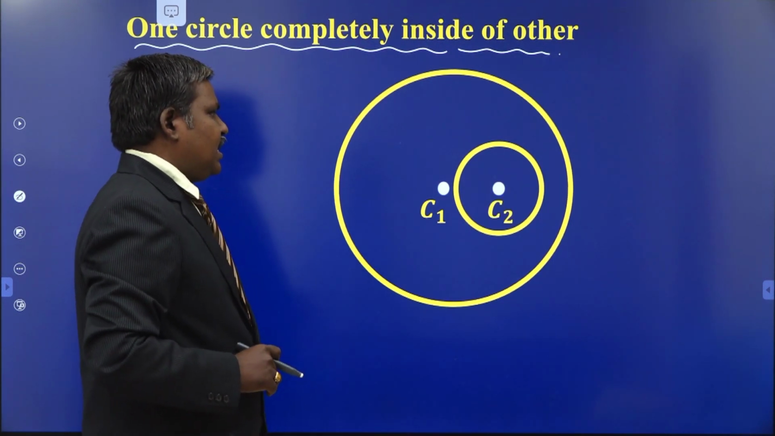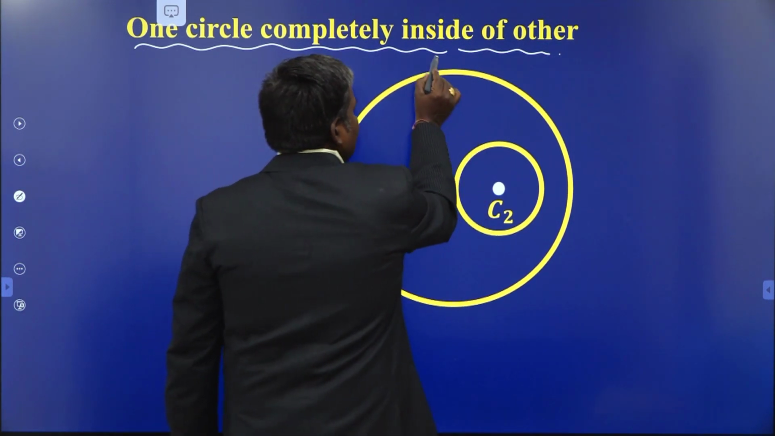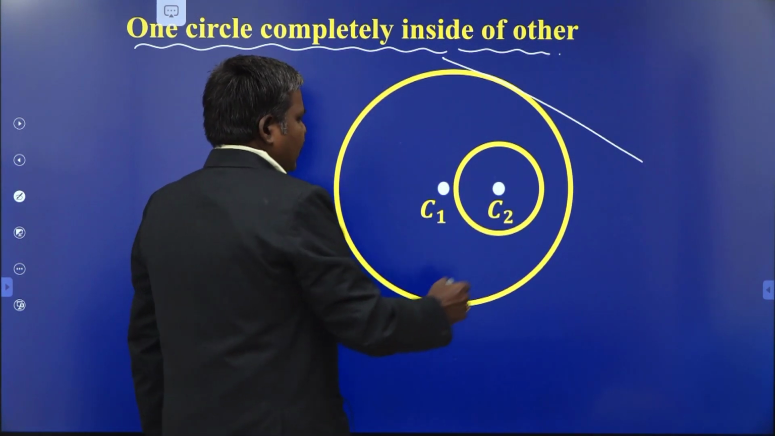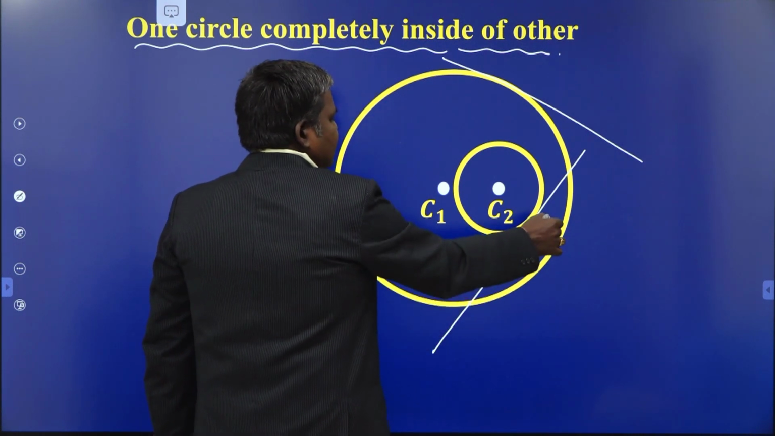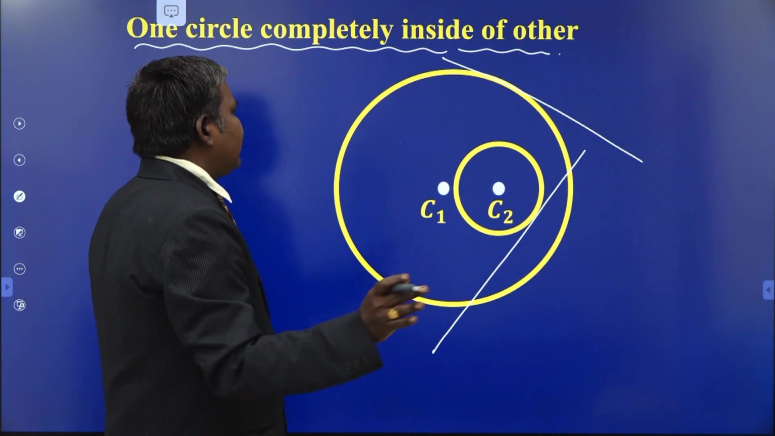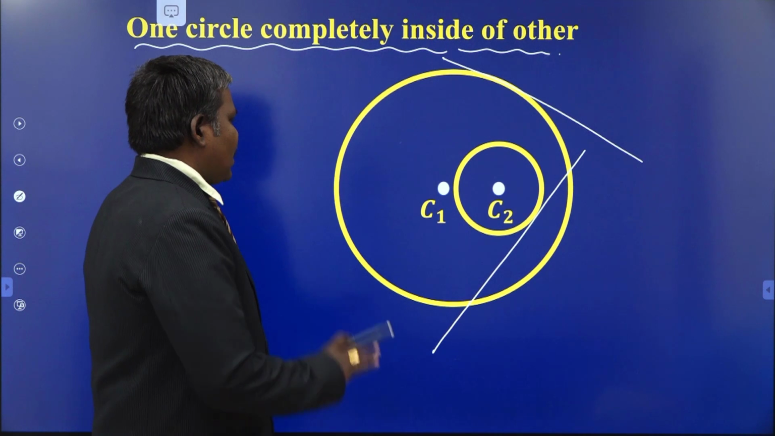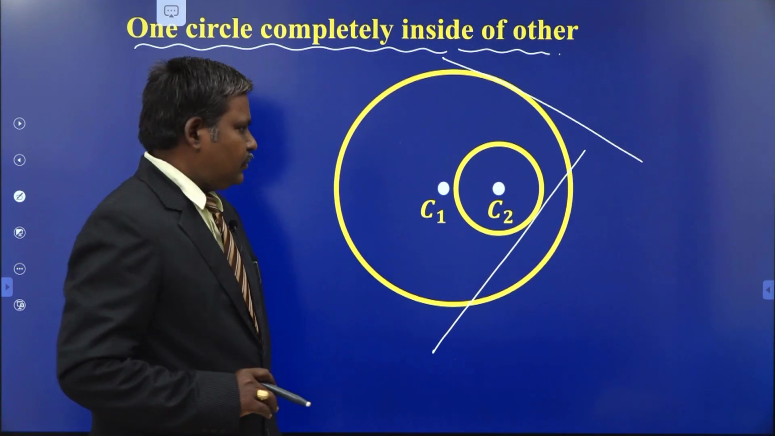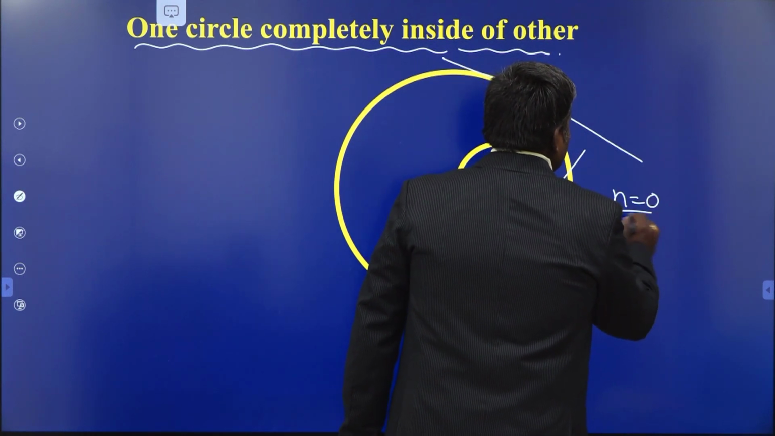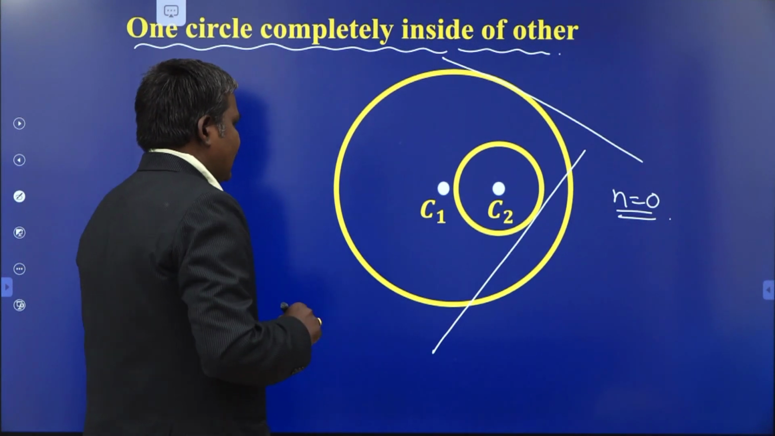Now, is there any common tangent? Suppose this is tangent to the circle. Does it touch the second circle? No. If you draw the tangent to this circle, then is it tangent to the second circle? No. This becomes a chord to the second circle. So, we can't draw the common tangent for these two circles in this case. So, the number of common tangents is 0 here. One circle completely inside of the other, we can't draw the common tangent to the two circles. The number of common tangents is 0.